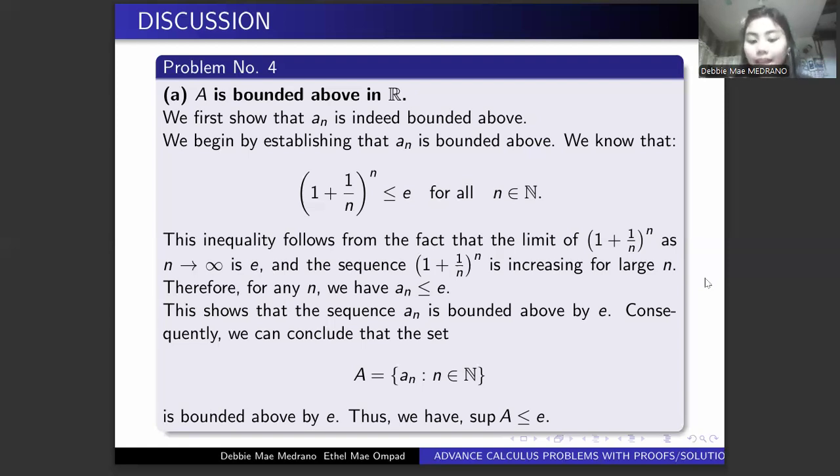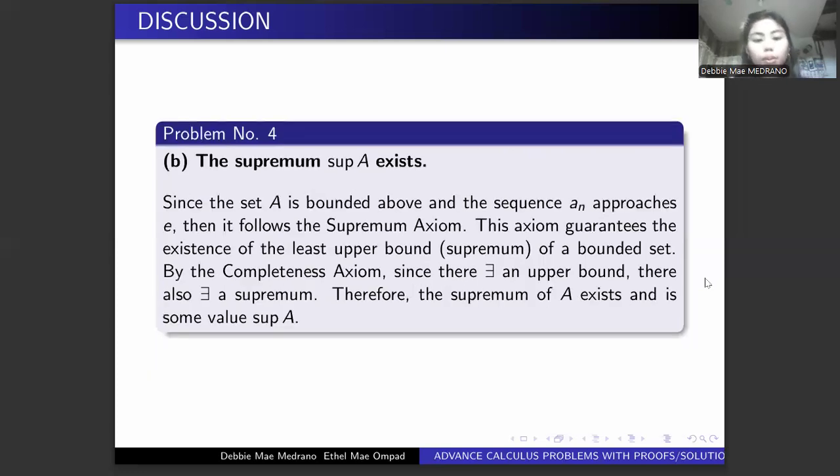Consequently, we can conclude that the set A, which is equal to A sub n, where n is an element of the natural numbers, is bounded by E. Thus, we have the supremum of A is less than or equal to E. As we all know, by the definition of supremum as the least upper bound, since the upper bound of A sub n is E, the supremum of A is less than or equal to E. So the supremum of A exists.